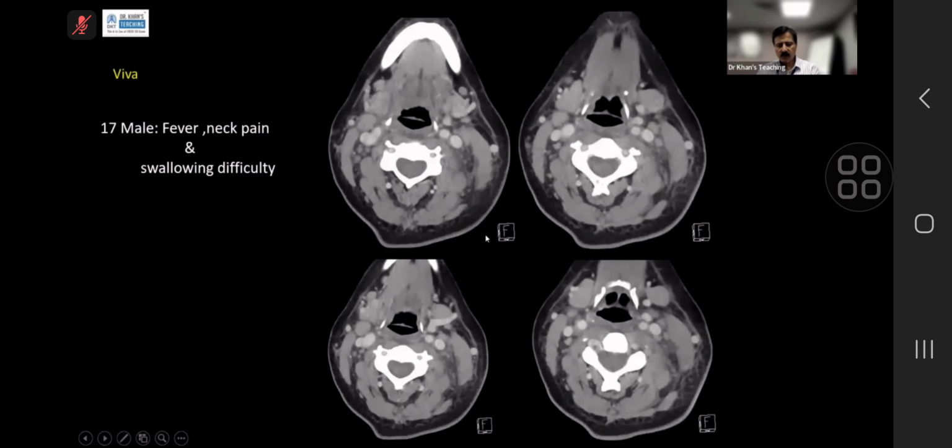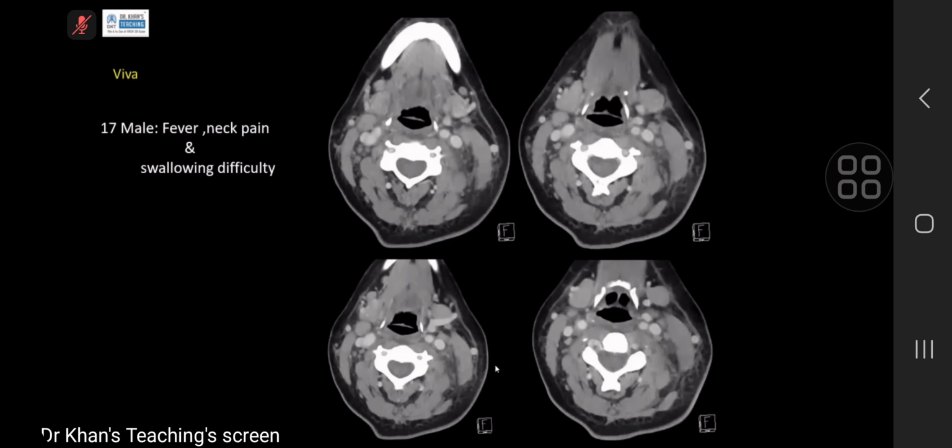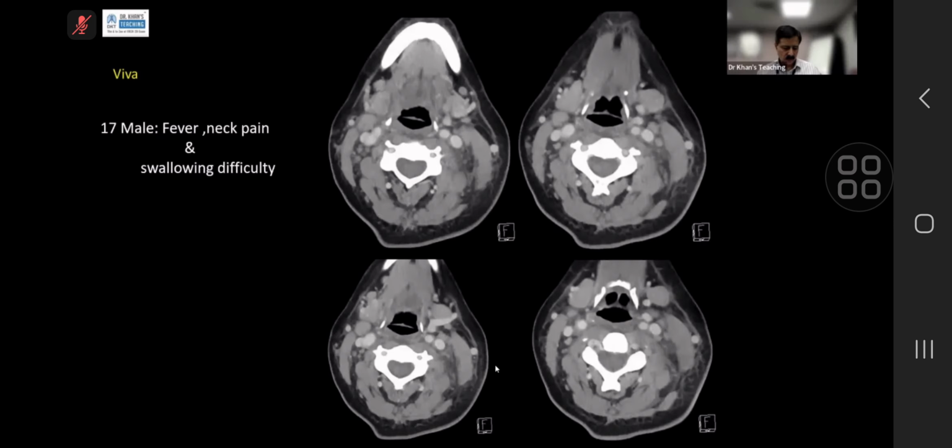Okay, candidate 2, this is your Viva case. This patient presented, a 17-year-old, with fever, neck pain, swallowing difficulty. Now, if you see here, this is the level of the epiglottis. So you can see here, and this is the level of the valleculae, glossoepiglottic. Anything in the retropharyngeal space? Over to you. There is an area of hypodensity seen in the retropharyngeal space. Would represent a phlegmon or a fluid collection. Yeah.